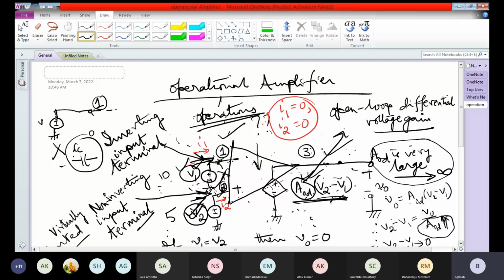Whatever is lying here does not matter to V1 because it is open circuited. So therefore, open circuited means it is looking at an input impedance Ri to be infinity, and therefore there will be no current flowing because it is open circuited. The entire voltage here V1 falls here.